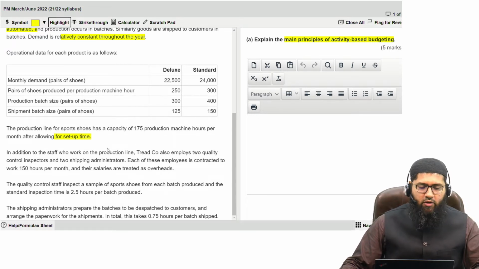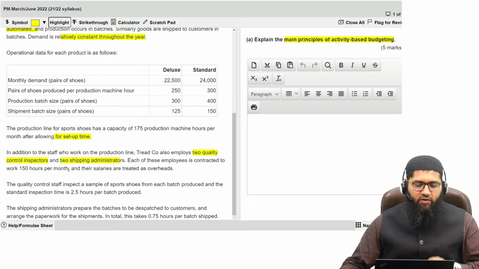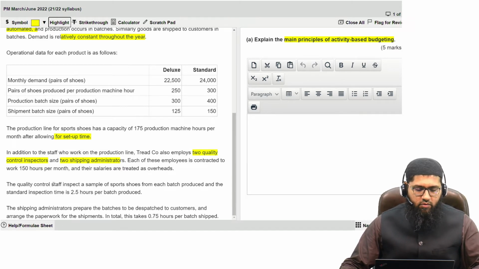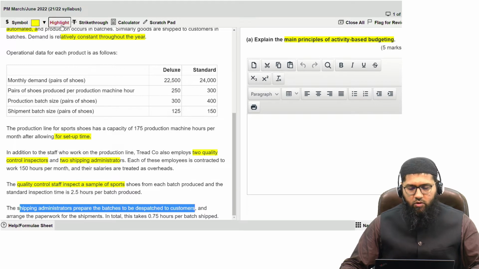In addition to staff who work on the production line, Trade also employs 2 quality control inspectors and 2 shipping administrators. Each of these employees is contracted to work 150 hours per month and their salaries are treated as overheads. Quality control staff inspect a sample of sports shoes from each batch produced, and the standard inspection time is so and so. Shipping administrators prepare the batches to be dispatched to the customers.